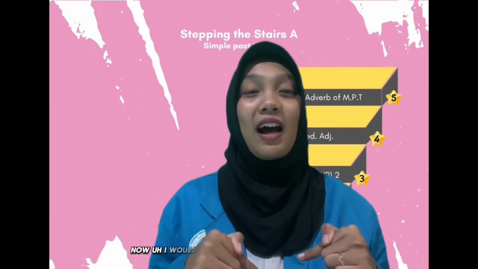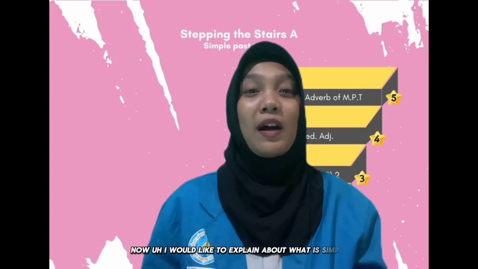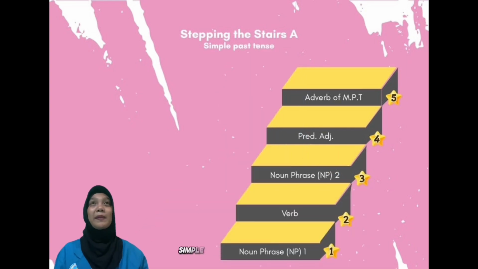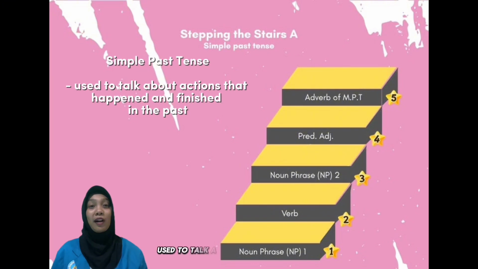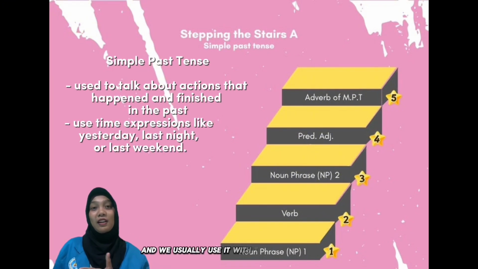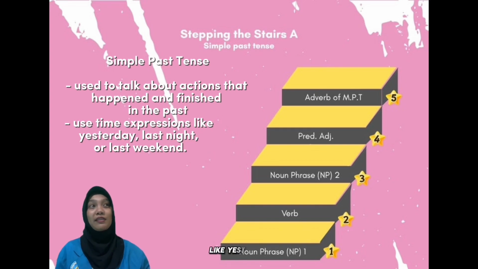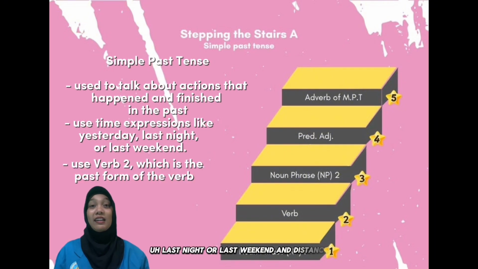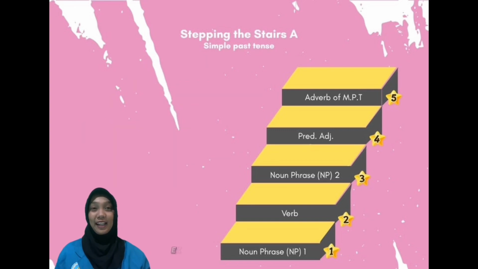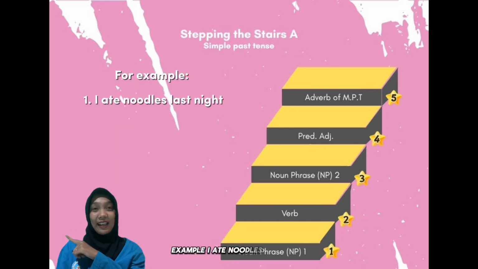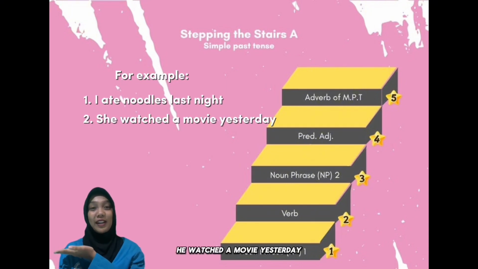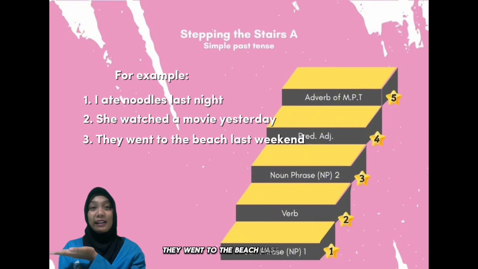Okay, now I would like to explain what simple past tense is. Simple past tense is basically used to talk about actions that happened and finished in the past, and we usually use it with time expressions like yesterday, last night, or last weekend. In this tense, we also use verb 2, which is the past form of the verb. Example: I ate noodles last night. He watched a movie yesterday. They went to the beach last weekend.